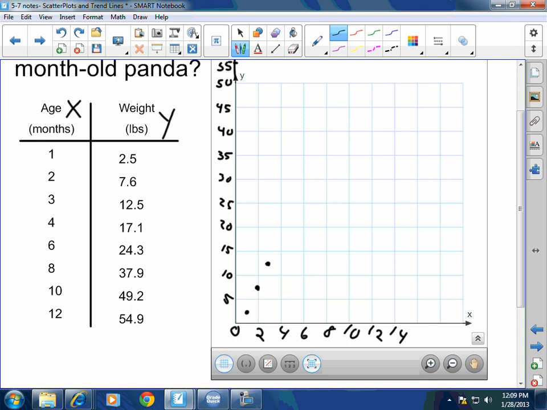4, 17.1. It's not exactly at half, a little bit under half. 6, 24.3. A little bit under 25. 8, 37.9. 37.9, it's a little bit above the half mark here. 10, 49.2, just a tad bit under 50. And 12, 54.9, really just below 55.